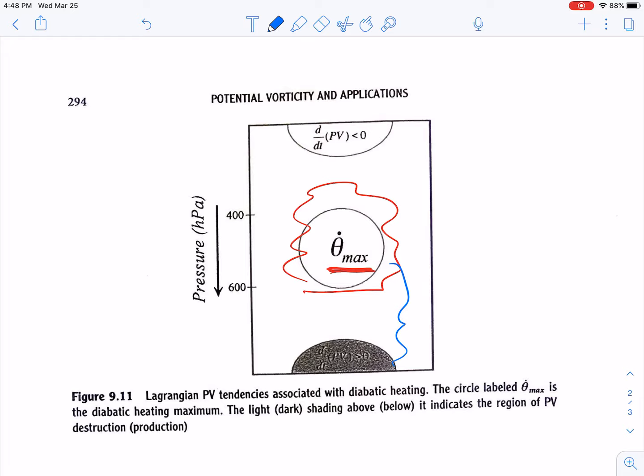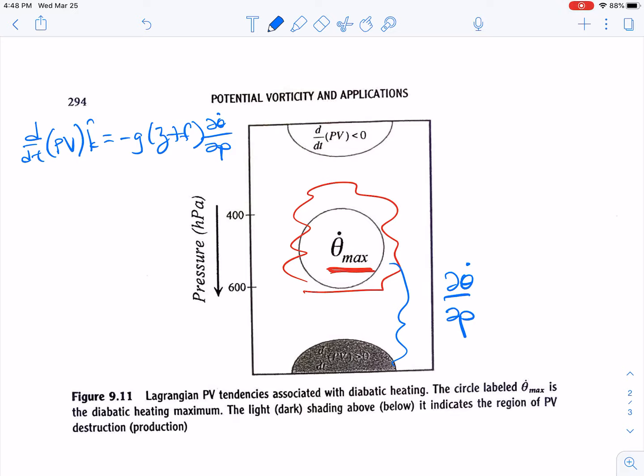What we want to do here is assess what is d theta dot dp. We know as we go up in the atmosphere, we're decreasing in pressure, right? As we go up from the surface, we are getting to lower and lower pressure. Our theta dot max is increasing. And so our PV then, if we think about our equation, let's rewrite it here: d/dt of PV k hat is equal to minus g times zeta plus f times d theta dot dp.